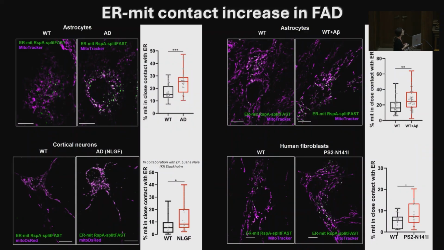We also tried our sensor in pathological conditions using lentiviral infection. We expressed the reporter, and we got an increase in contact sites in all the samples from Alzheimer's disease, in particular familial Alzheimer's disease, both in astrocytes, neurons, and human fibroblasts.